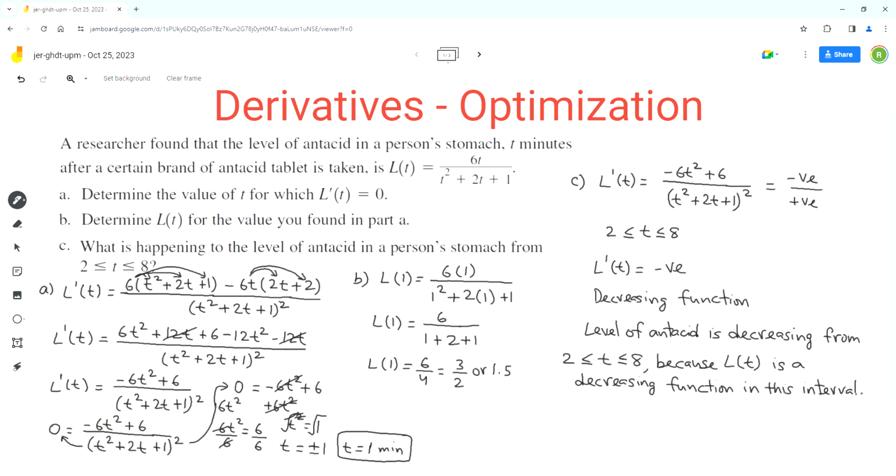So there is a very important concept we need to understand and memorize about analyzing the behavior of a given function in terms of whether it's increasing or decreasing by analyzing the sign of the value of the derivative of that function in that interval. So this should be the final answer for part C.